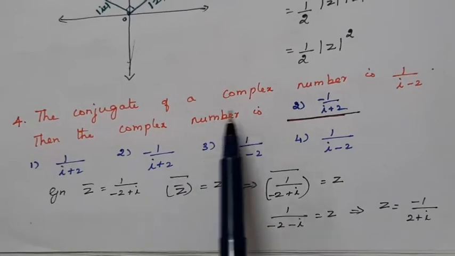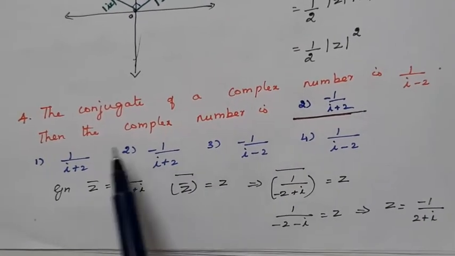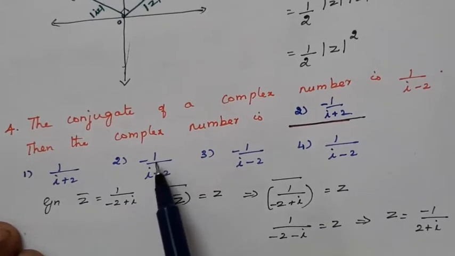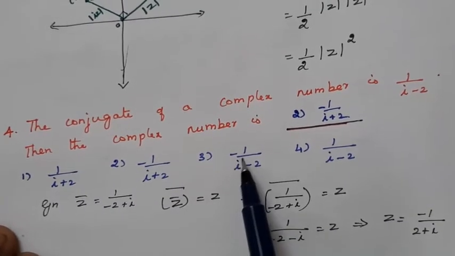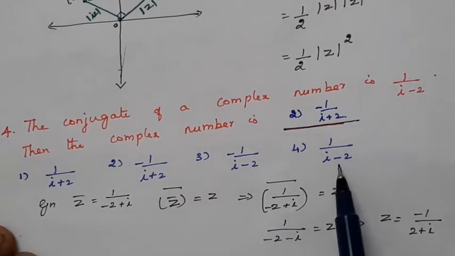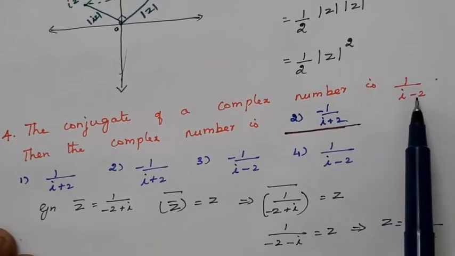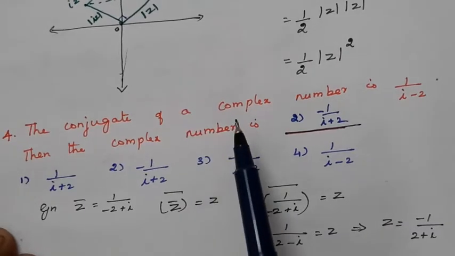The conjugate of a complex number is 1/(i−2), then the complex number is dash. Options are 1/(i+2), −1/(i+2), −1/(i−2) and 1/(i−2). So the given complex number 1/(i−2) is a conjugate of some complex number.